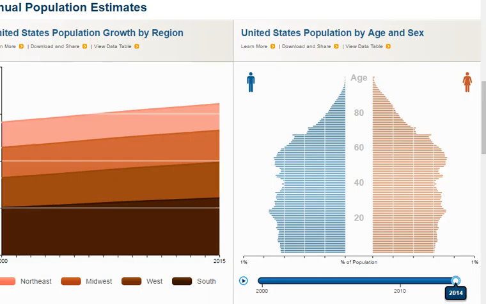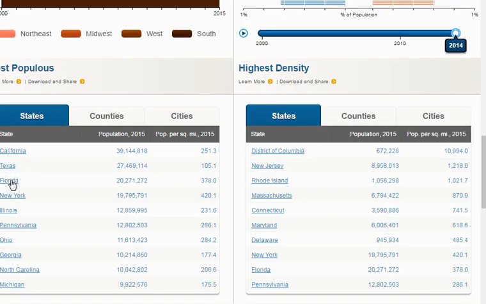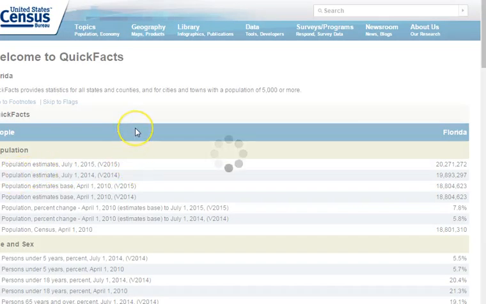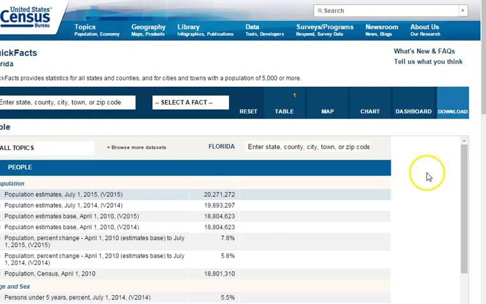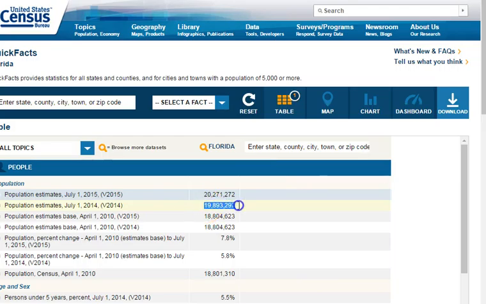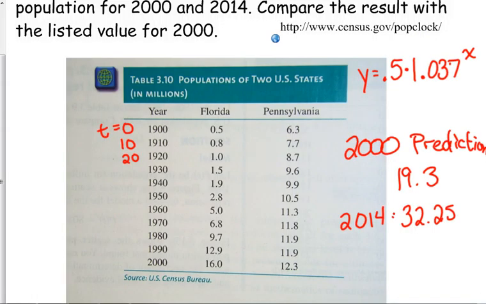Okay. Anyways, there's lots of cool stuff on here, but what I want to look at here is Florida, to see what the population was in 2014. The population estimate for Florida, according to the United States Census Bureau, was 19.9. Okay, so what our model predicted for 2000 was more accurate for 14 years later.